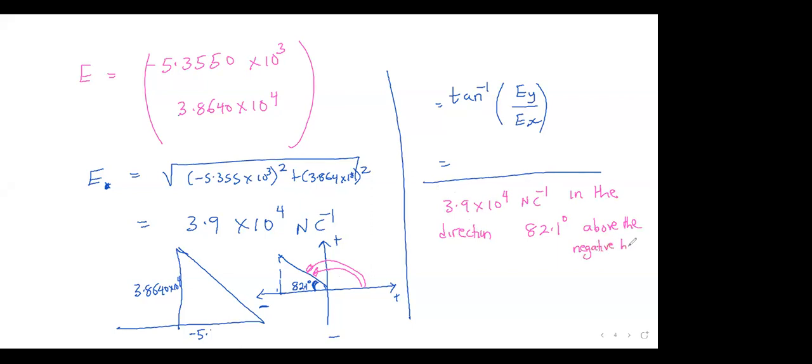Above the negative horizontal. If you don't mention the words above the negative horizontal, you can as well say 82.1 with the negative horizontal. That one can as well work. In case you don't want to use this option of stating the angle, then you get 180 minus 82.1, then you give that direction. All of them kind of work. Hope we are okay on that.